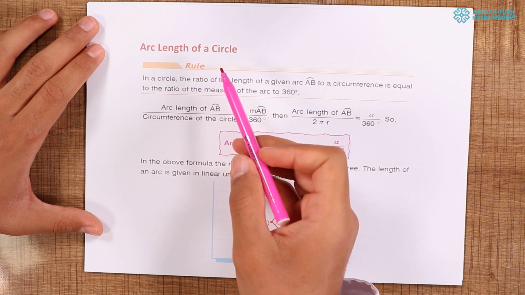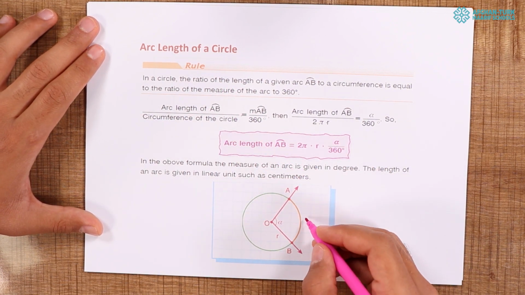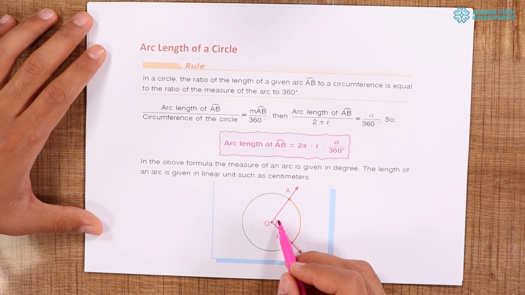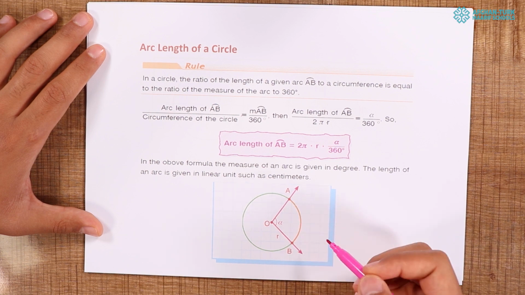Okay, what was the arc length of a circle? In the previous sessions, we studied the degree of the arc. What was the degree of the arc? The degree of the arc was equal to the degree of the central angle. But today we are going to study how to find the length of the arc.